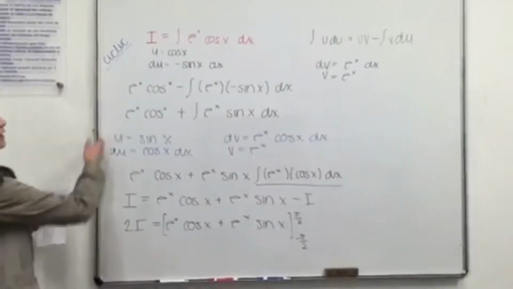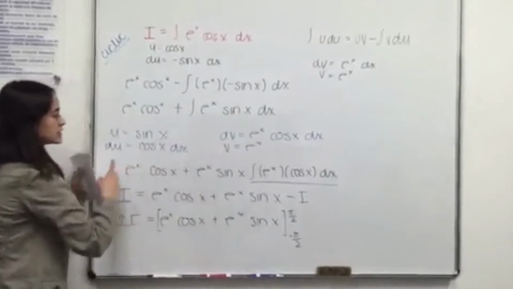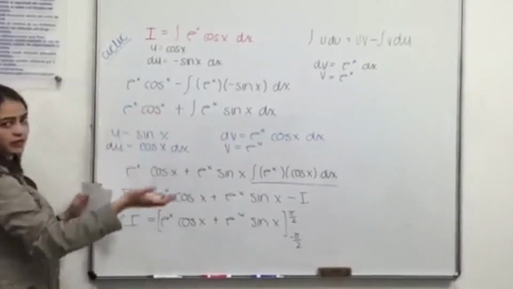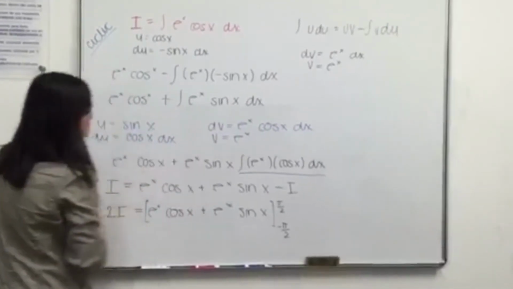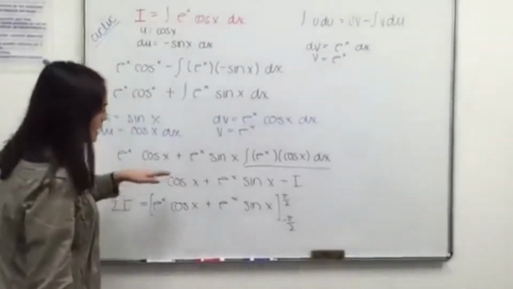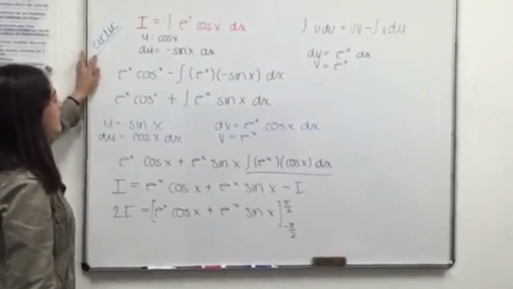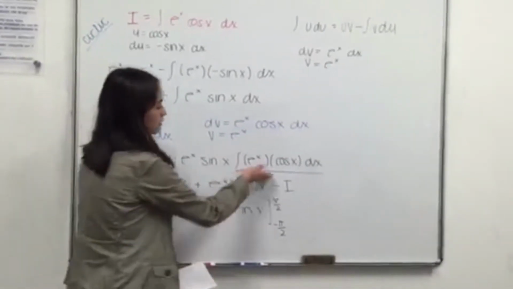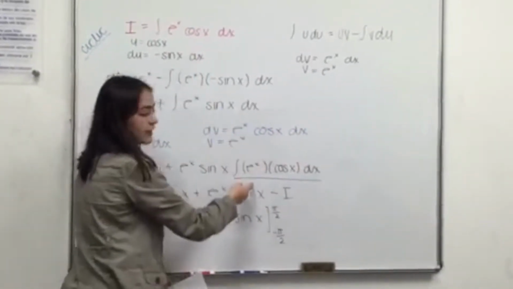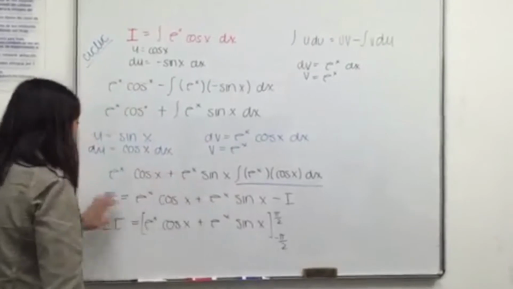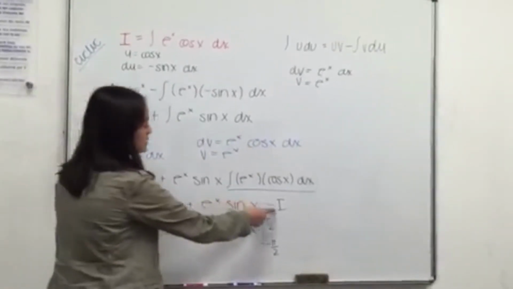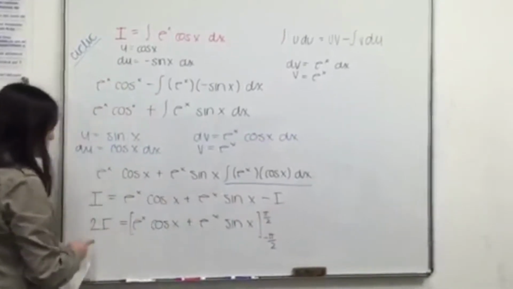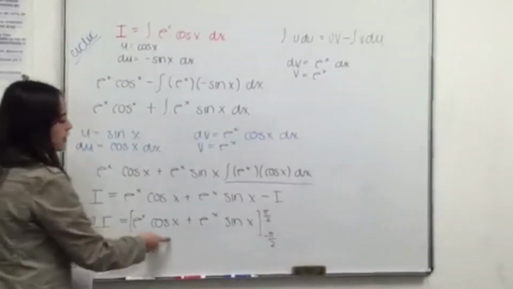And then we notice that we can solve this, so we use the same formula again. So we have u and du and dv and v. So we substitute again, and we know that it's cyclic because we have the first integral inside our integral. And then we solve again, and we have minus the integral, so we have two integrals, and it's equal to this.